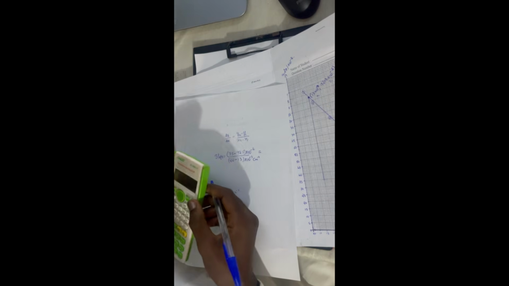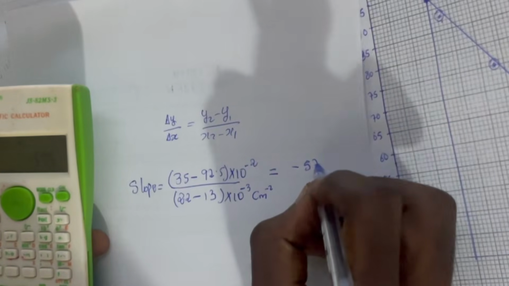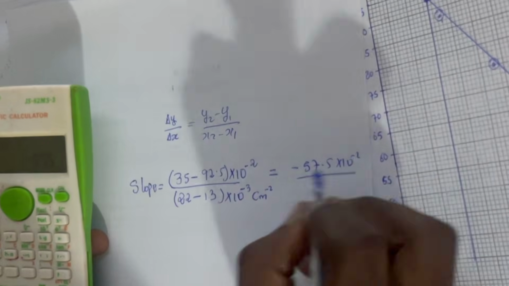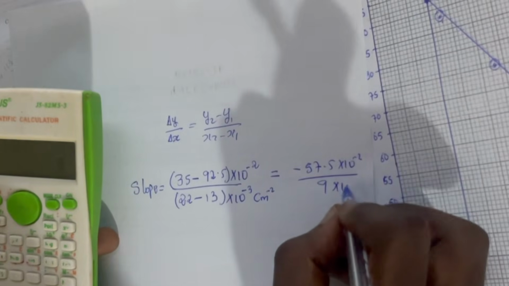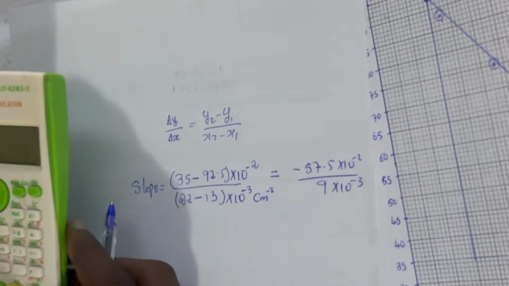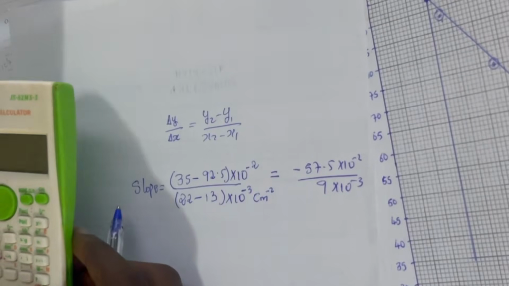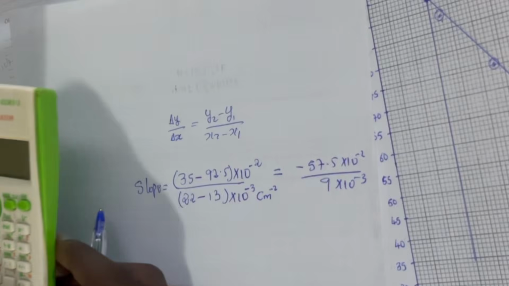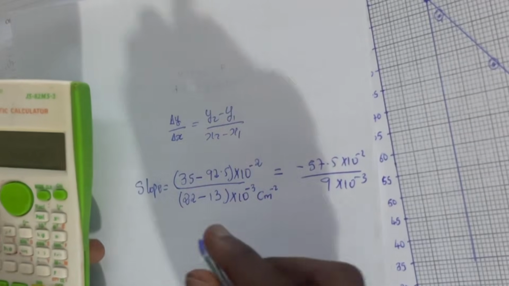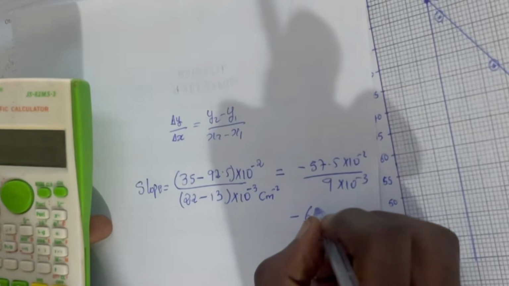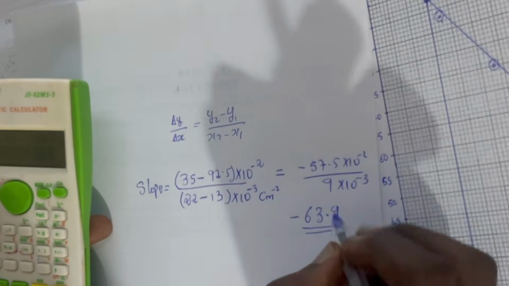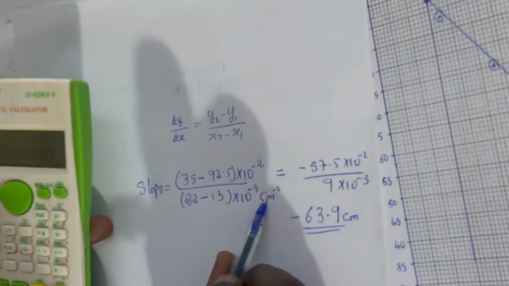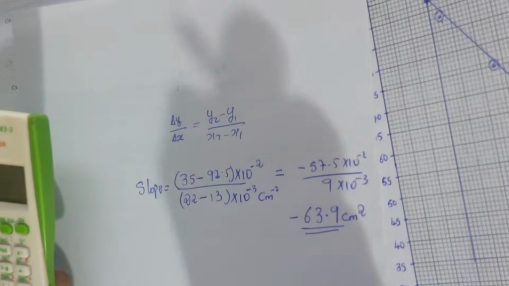Okay. So when I substitute, I will have negative 67.5 times 10 to the negative 2 divided by 22 minus 13. I'll have 9 times 10 to the negative 3. So negative 67.5 exponent negative 2 divided by 9 exponent negative 3. I will have negative 63.9. Now, here is per centimeter square, so the value will be centimeter square.